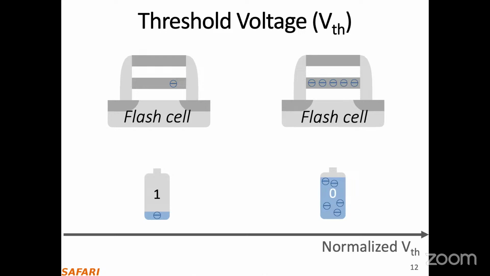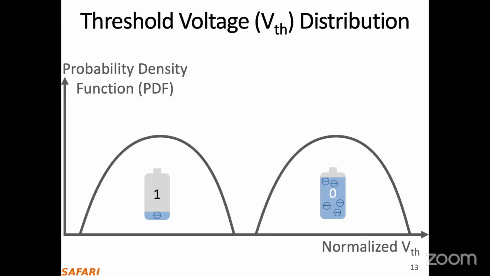So with the threshold voltage, as I said, you can encode these two states. But when you program your cell, we have a probability density function, normalized, for the threshold voltage. So we have this distribution. Ideally, we want all cells that are erased to have exactly the same threshold voltage, and all the cells that we program to also have exactly the same threshold. But in reality, that doesn't happen, and we have a distribution, as you can see here.